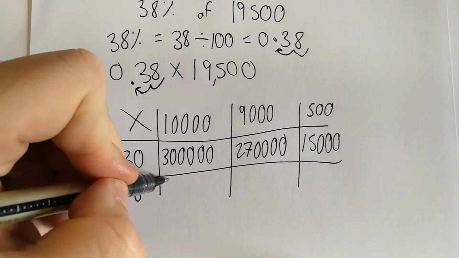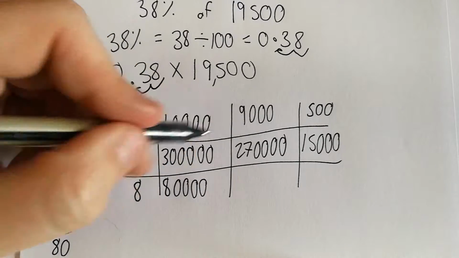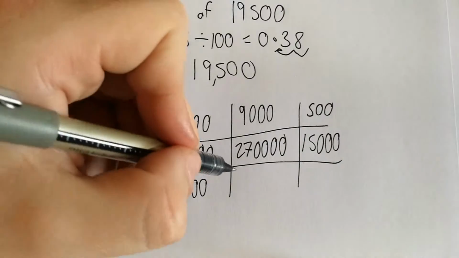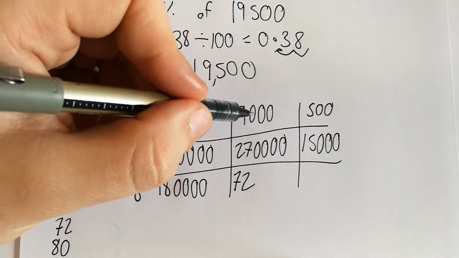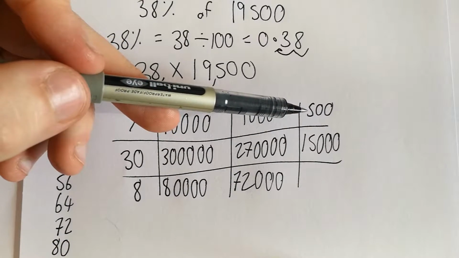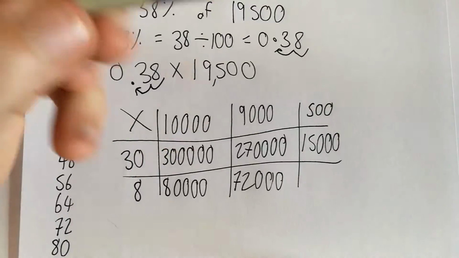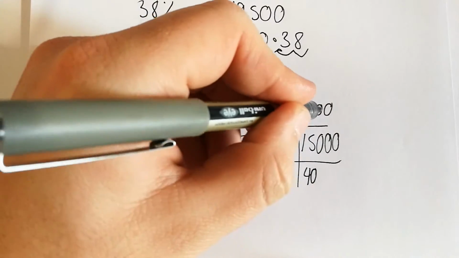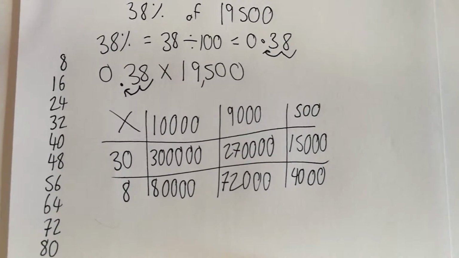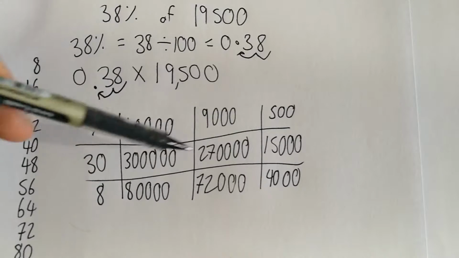So 1 times 8 is 8, with 1, 2, 3, 4 zeros. 9 times 8, so 1, 2, 3, 4, 5, 6, 7, 8, 9 is 72, with 1, 2, 3 zeros. And then we have 5 times 8, is 40, and we've got 2 zeros. Now, I'm going to move to the side here, so you can see that. We need to add these numbers up.